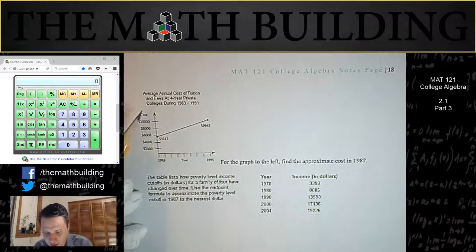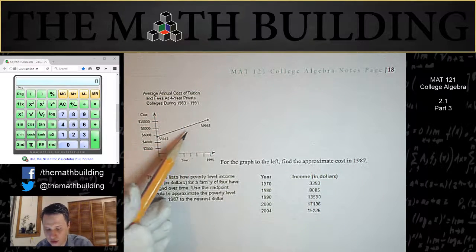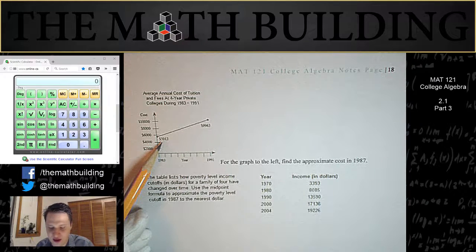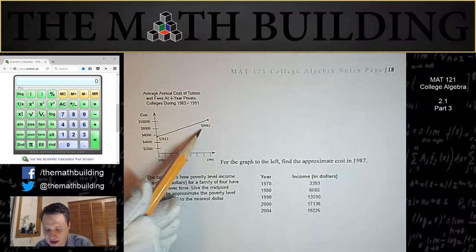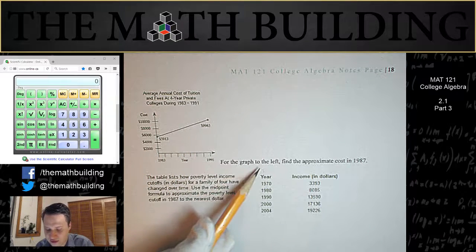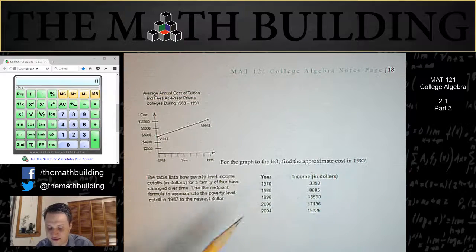It says the average annual cost of tuition and fees at a four-year private college during 1983 to 1991 are shown in this graph. So we can see that the cost has gone from $5,013 to $9,963. And so it asks, for the graph to the left, find the approximate cost in the year 1987.